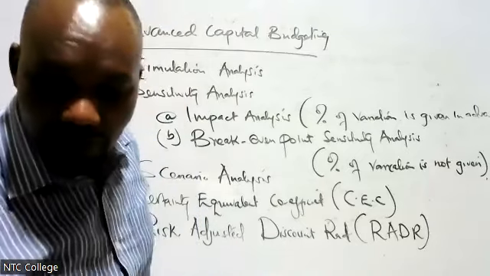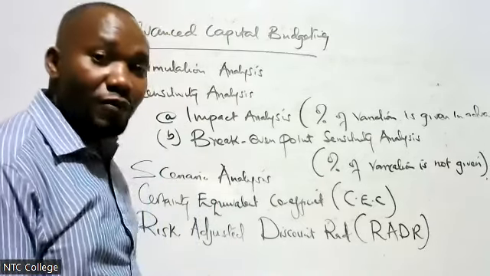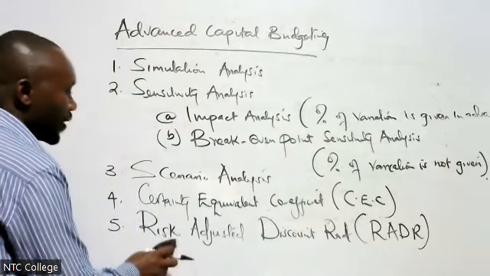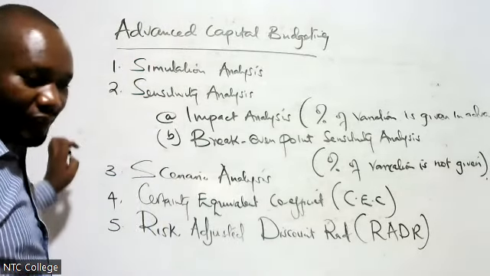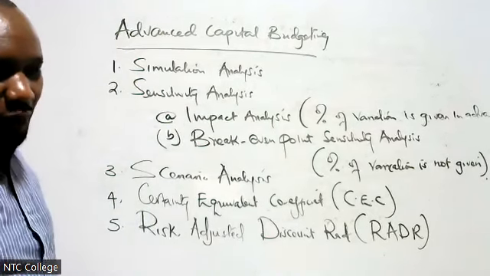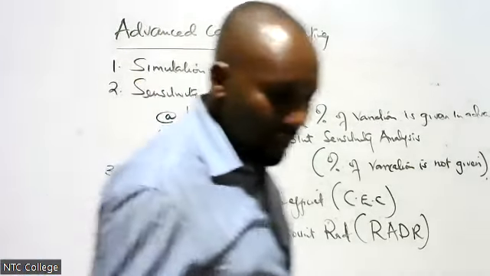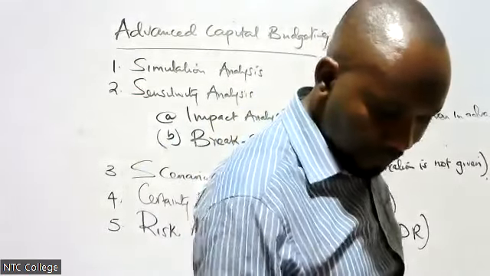Because it is true that in business, the risk is there. So you have to think about risk. You don't assume that you get everything easy. So we shall be able to do that. Risk-adjusted discount rate, we shall be able to learn about it.